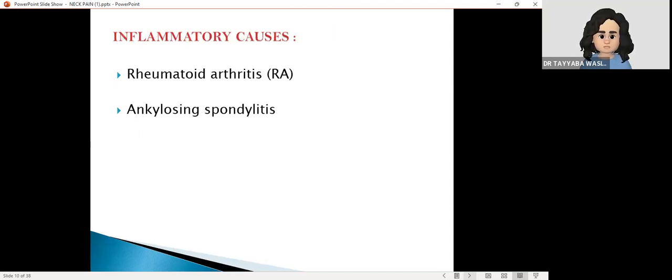Then come the inflammatory causes. Among the inflammatory causes, the two important conditions to be considered are rheumatoid arthritis and ankylosing spondylitis.